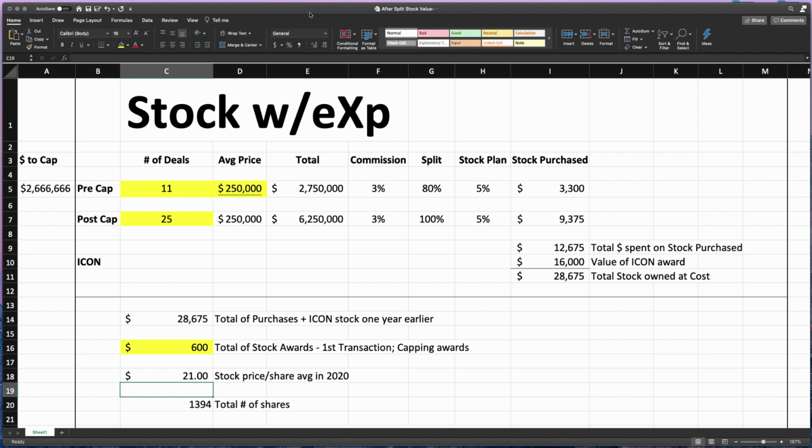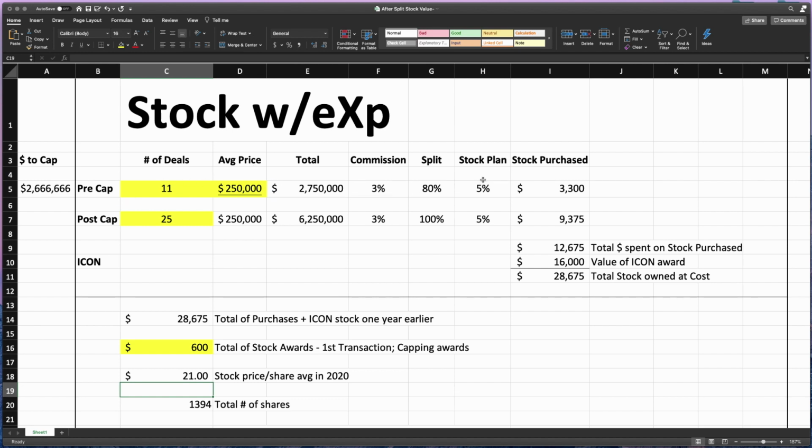So in this example, this is an agent that I'm running numbers for. They do about $9 million in production with an average price of $250,000 per deal. So they would have to do 11 transactions to cap. Our cap is 2.66 million, 3%.